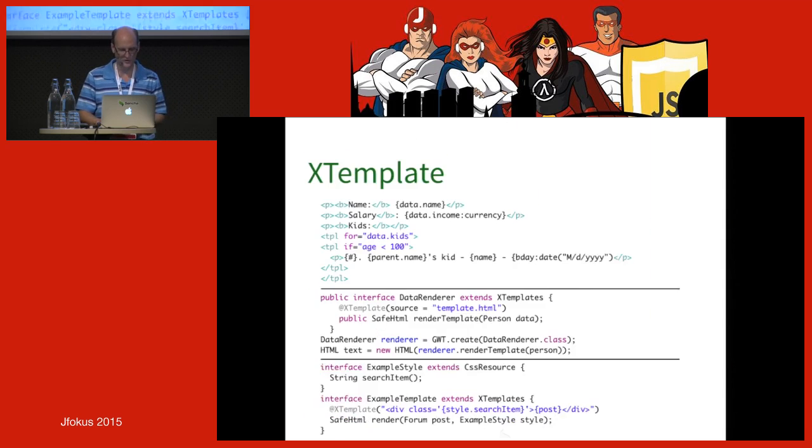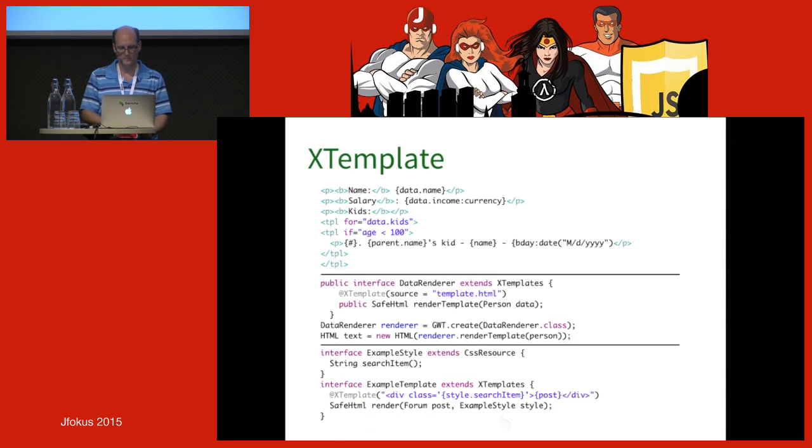So let's show you what one of those looks like. It's very simple HTML string replacement, basically. But with a few extra twists, you have the ability to do for loops, and you can also do conditionals in your templating. To declare one, you just need to write an interface that extends XTemplates, and then put an annotation on the method, which actually renders the template.